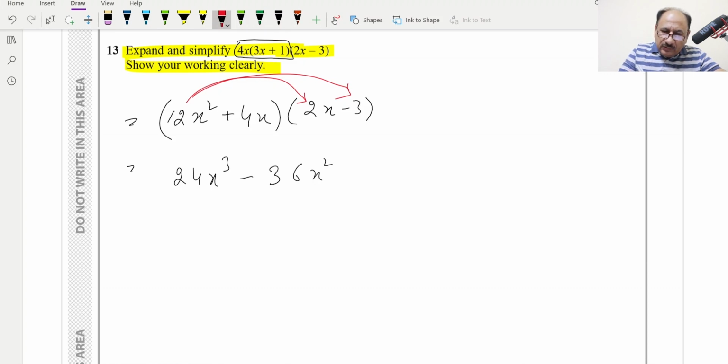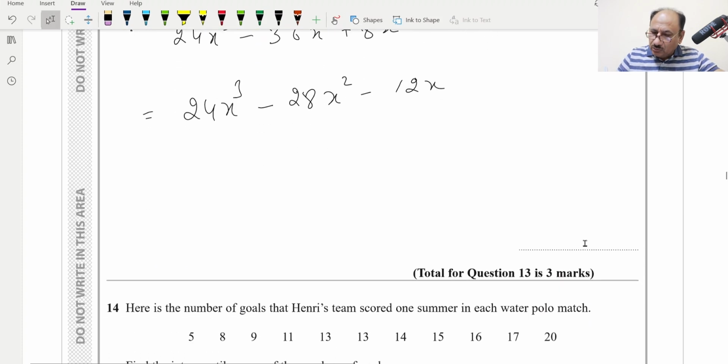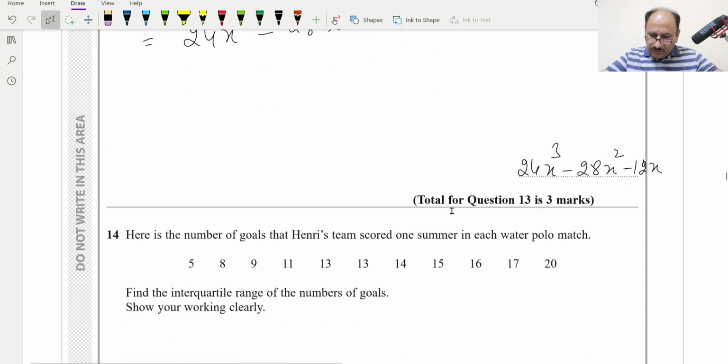Now we multiply this 4x with 2x, and this will be plus 8x squared, and then we multiply 4x with minus 3, and this will be minus 12x. Now adding like terms, the answer will be 24x cubed, and then these two terms will simplify, so it will be minus 28x squared minus 12x. You can use a calculator for that subtraction. So 24x cubed minus 28x squared minus 12x. This will be our final answer for this question.